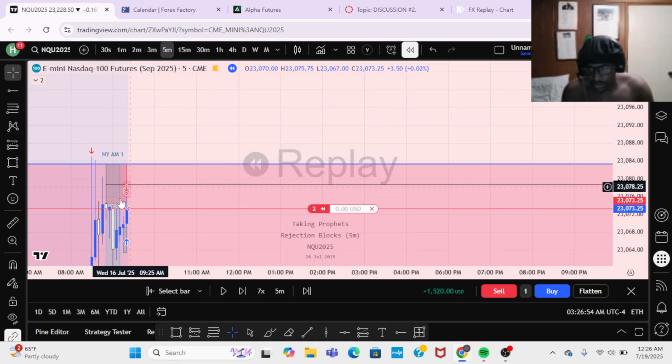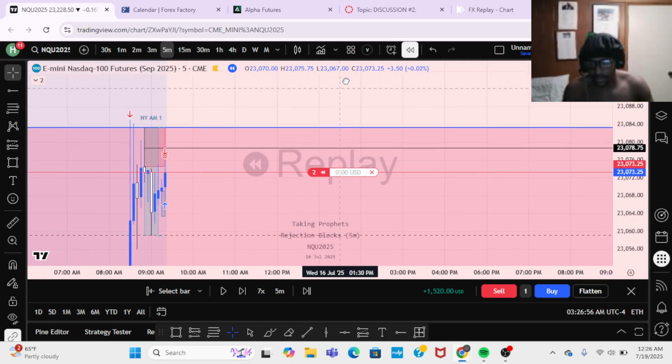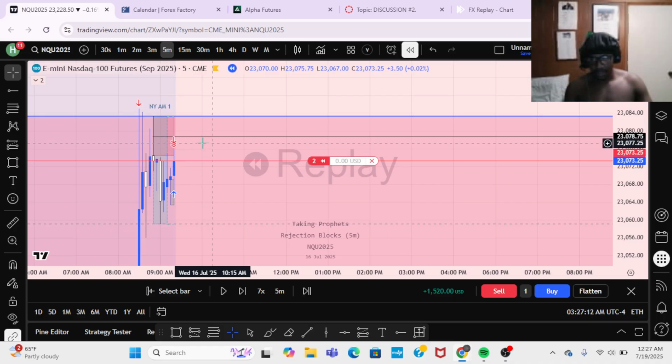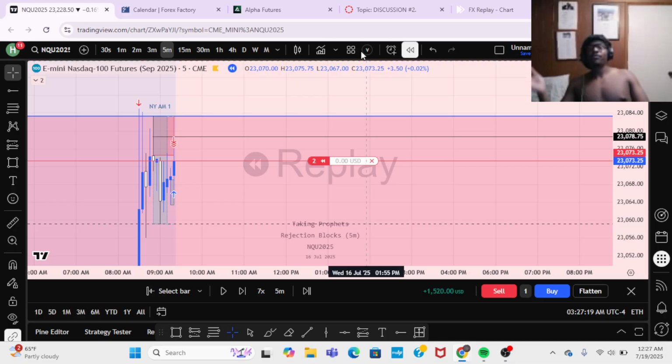So we don't come into it yet. A rejection block pretty much is a candle that has a high and a low. This isn't a clean rejection block because there's no wick, but it is still a rejection block. That's why I also say higher time frame ones are much better. But honestly, if you don't feel like trying to spot out all your rejection blocks, you don't need to. All you need to do is go to indicators.